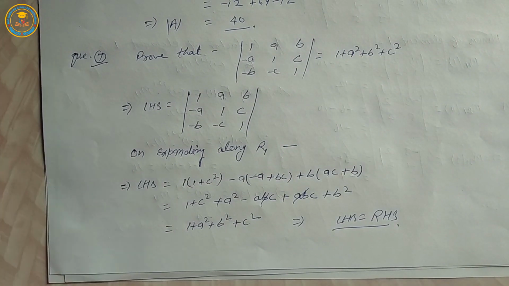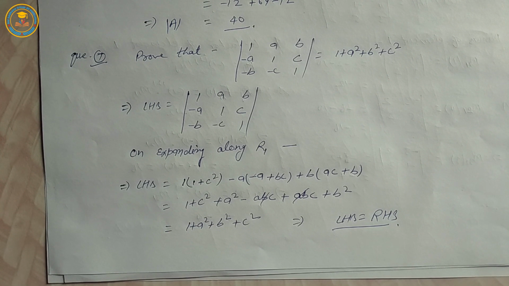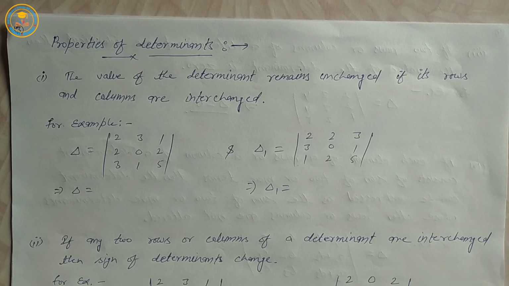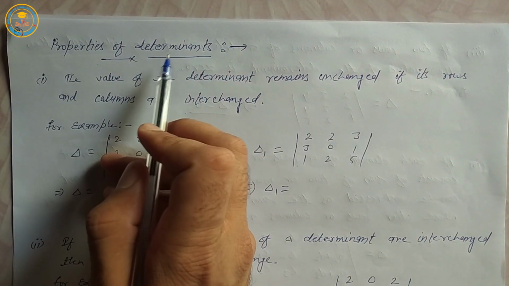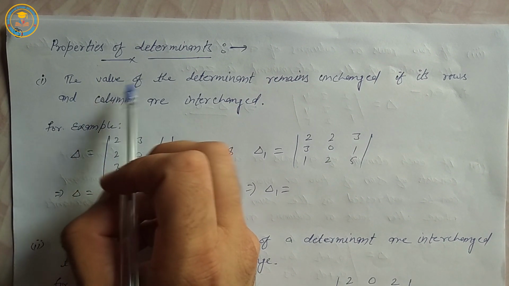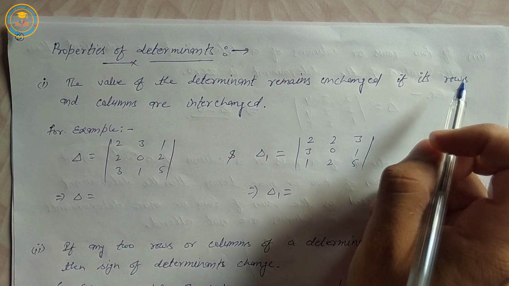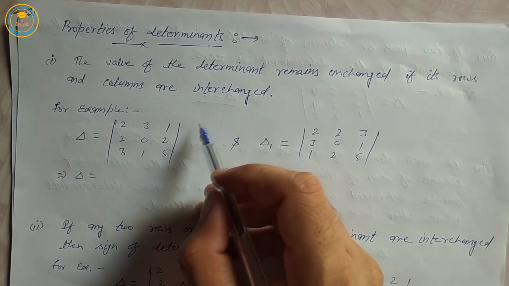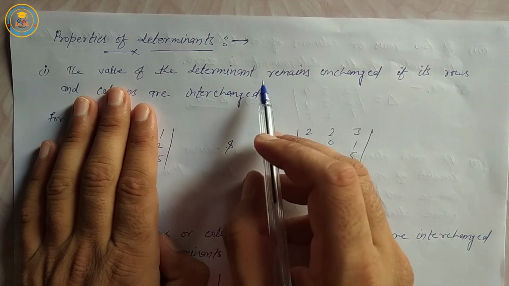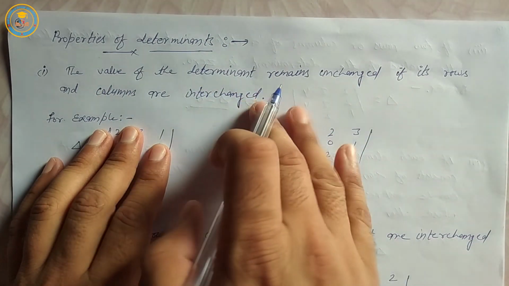So exercise 4.1 is complete, and the next topic is exercise 4.2. Next topic, properties of determinants. First property: the value of the determinant remains unchanged if its rows and columns are interchanged. It means the value of the determinant remains unchanged if its rows and columns are interchanged.